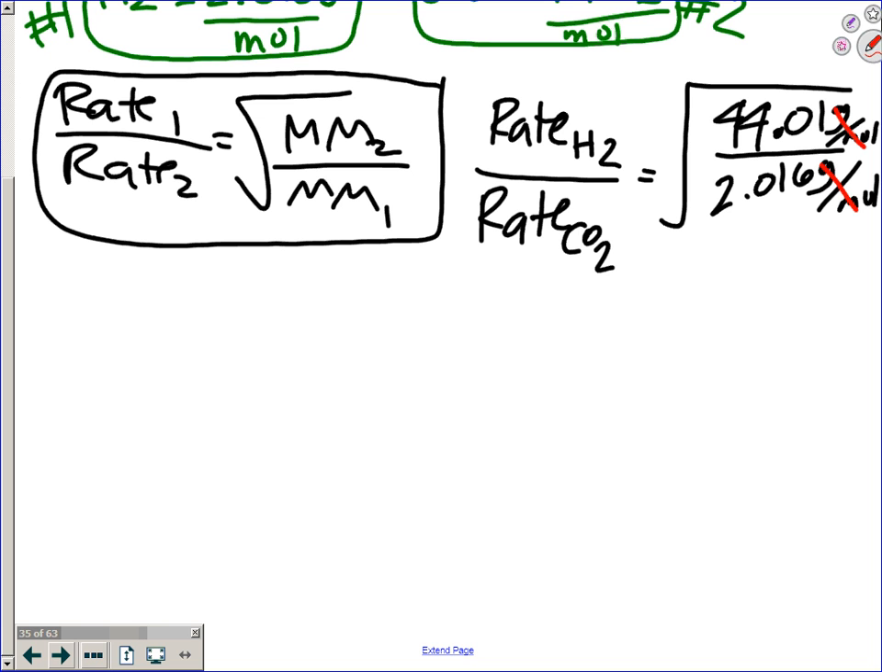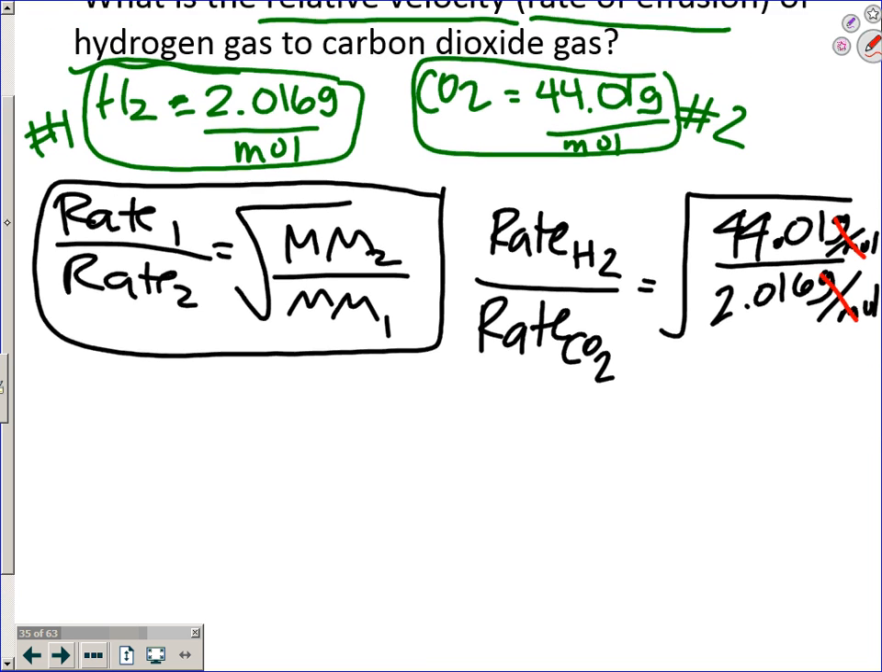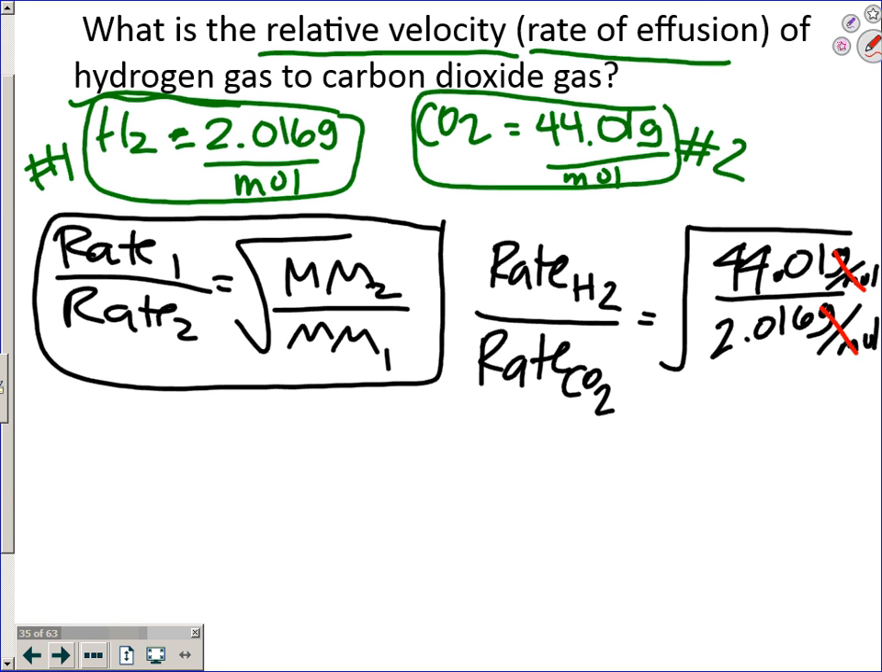Calculate the square root of 44.01 over 2.016. Well, we just estimated. I want the actual answer. The calculators are right behind. How much time you have left? All right, 3, 2, 1. Answer. 4.672. I'm good with that.